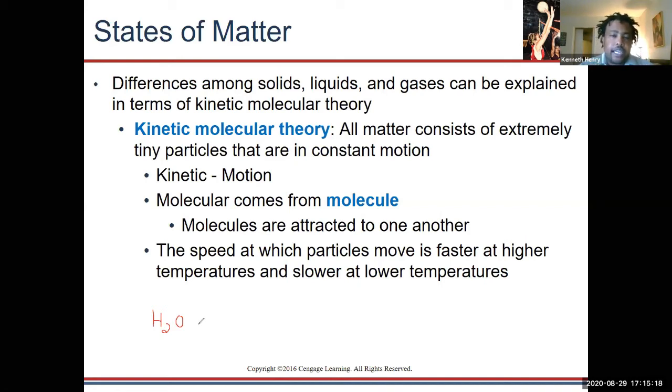So just like that sand being hot, the water molecules are also going to be moving faster. So ice, have you guys ever been to a nightclub?